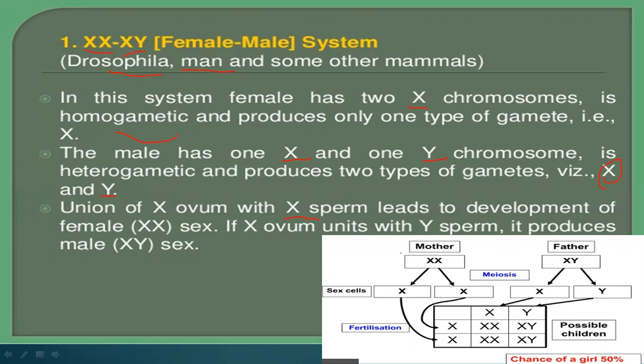We can see it here. If the female is having XX and the male is having XY chromosomes, then when we make the gametes in a cross, we can make it like this.